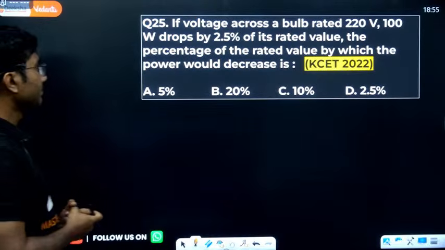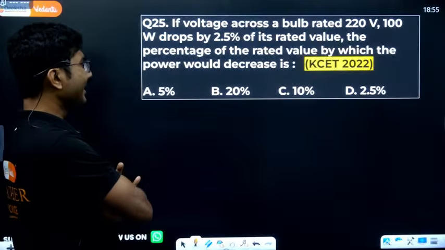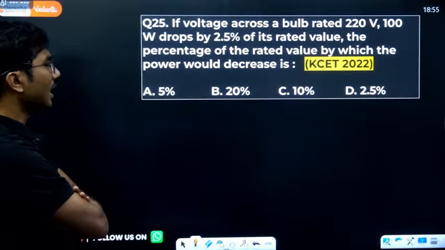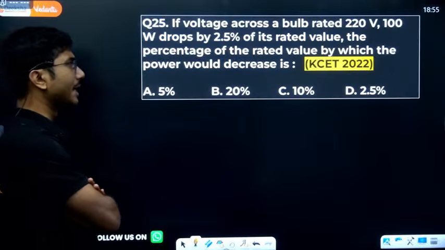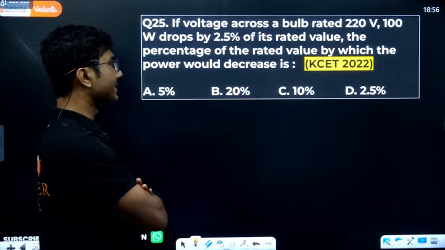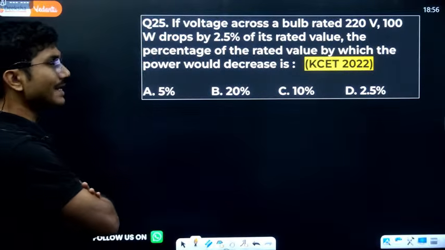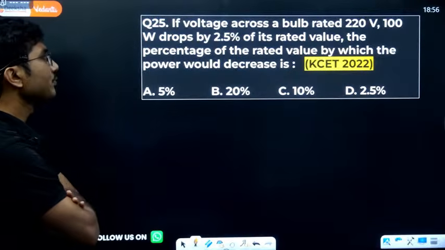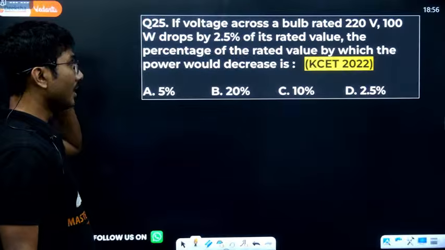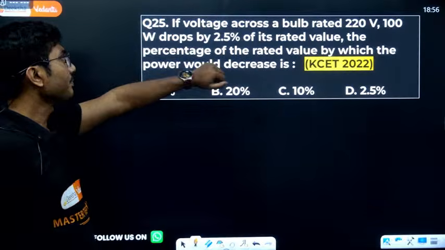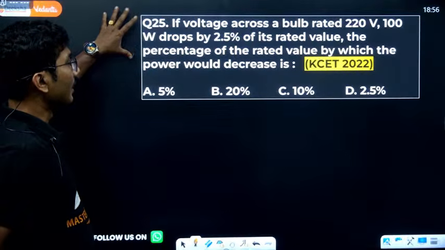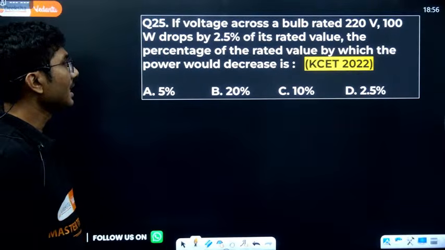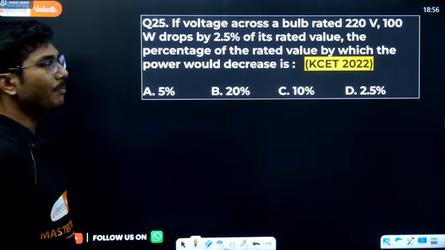Last question of the day. If the voltage across a bulb rated 220 volt, 100 watt drops by 2.5% of its rated value, find the percentage of the rated value by which the power would decrease. The voltage rating is given, and it is mentioned that voltage is dropping by 2.5%. Then what would happen to the power?